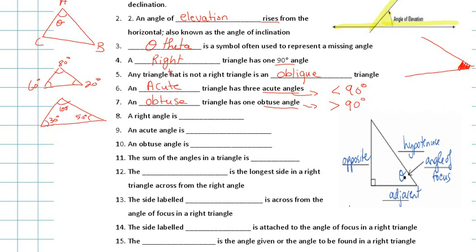So a right angle is 90 degrees. It's just basically what I just said earlier. An acute angle is less than 90, and an obtuse angle is greater than 90.